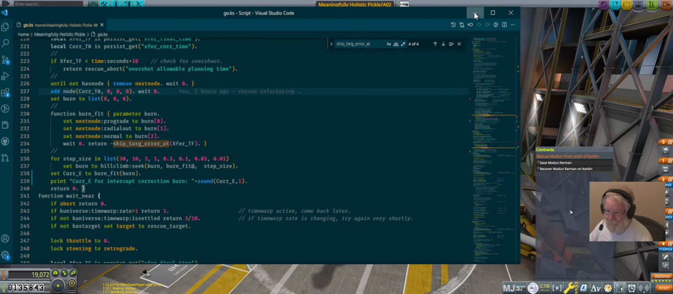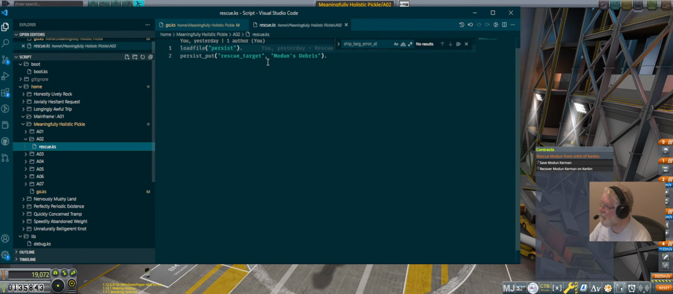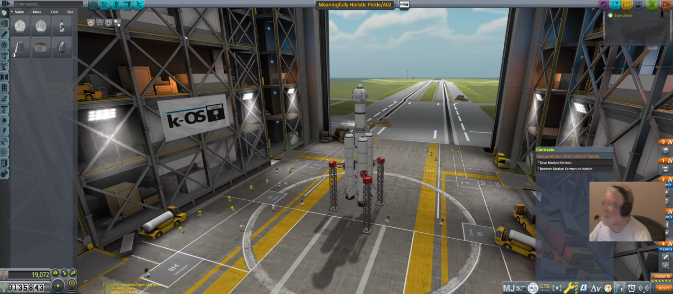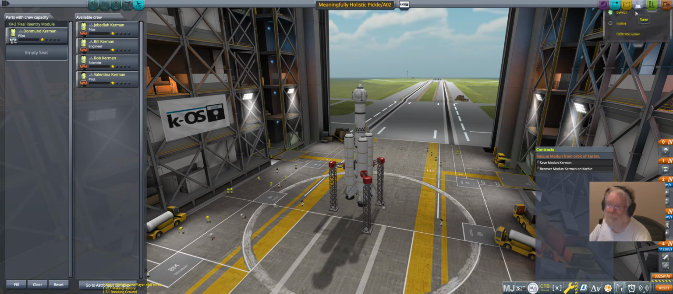We have one contract for Moden Kerman. Yes, there it is on the screen. And if I check my scripting for A02, there's the rescue, which targets Moden's debris. So let's take VS Code off the screen and make sure we have space for him in the capsule. Yep, Donmond is going to go get him. And we are going to launch.